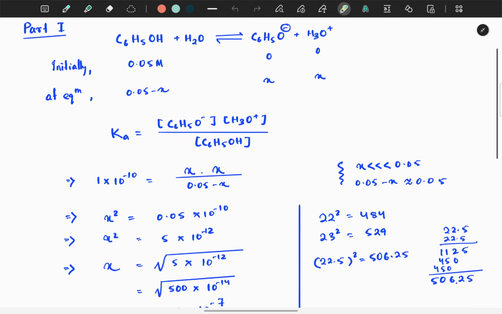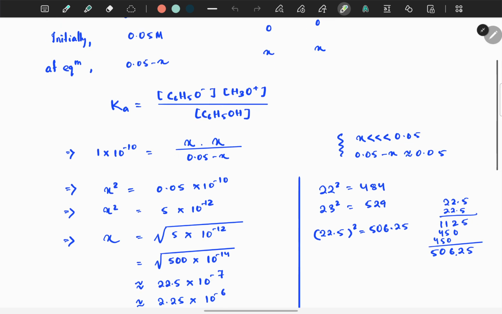If we put in the values, it will be 10 to the minus 10 is equal to x square divided by 0.05 minus x. Again, as the K value is very small, we can say the value of x is very small compared to 0.05. So 0.05 minus x is nearly equal to 0.05. By solving the equation, it will give x square is equal to 5 into 10 to the minus 12.